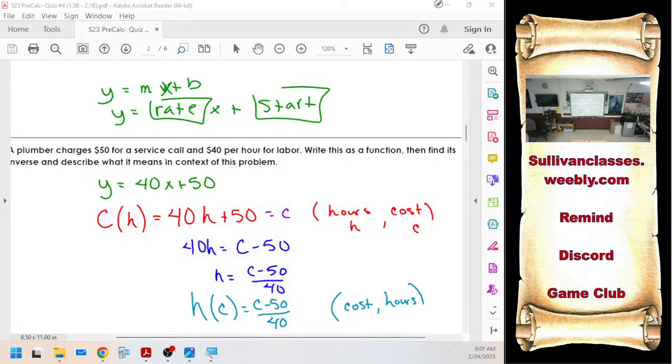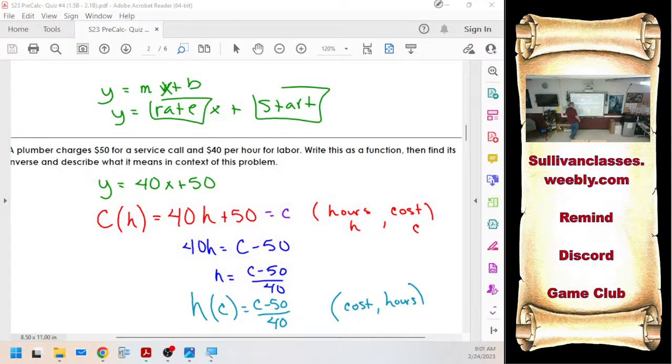Write this as a function, find its inverse, describe what it means in the context of the problem. That's why I want to write the original as hours and cost. That way I can find its inverse, which means my input is the cost, my output is the hours. That's the context of the problem. When I swapped to find the inverse, I swapped my domain and range.